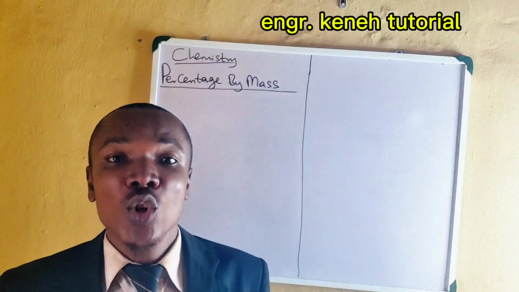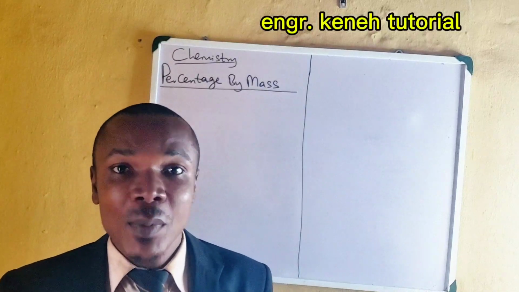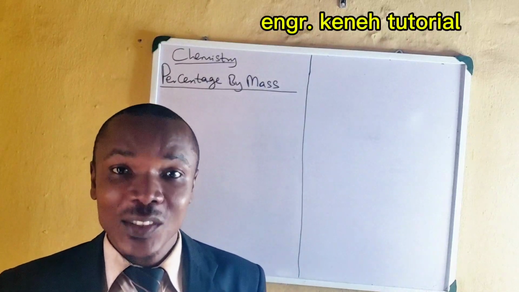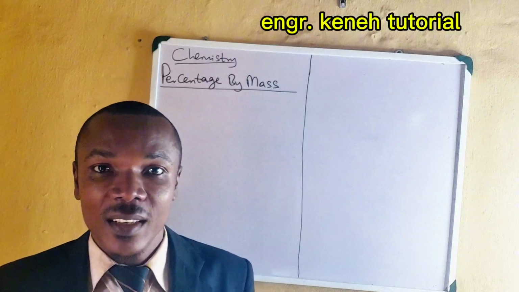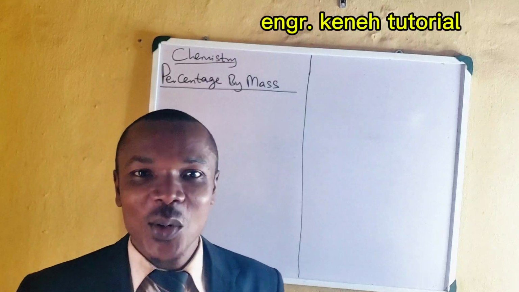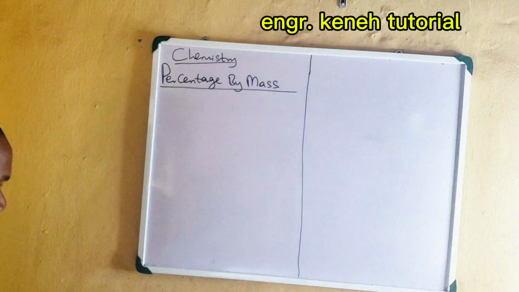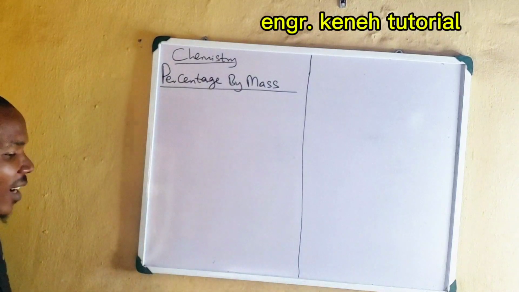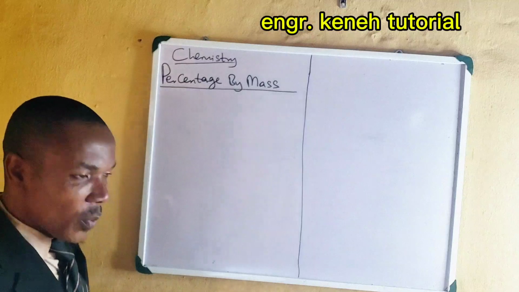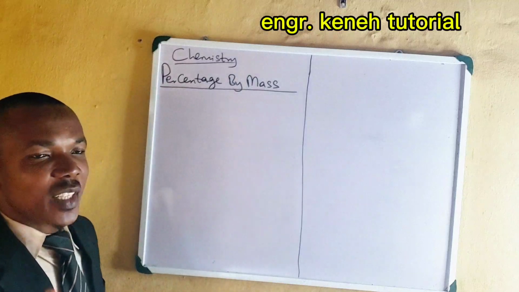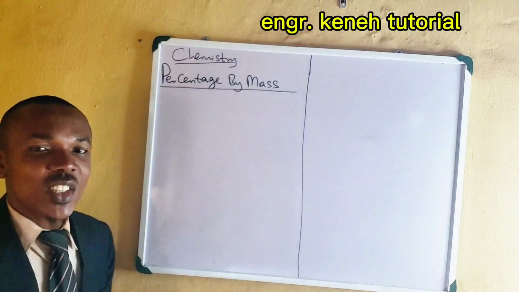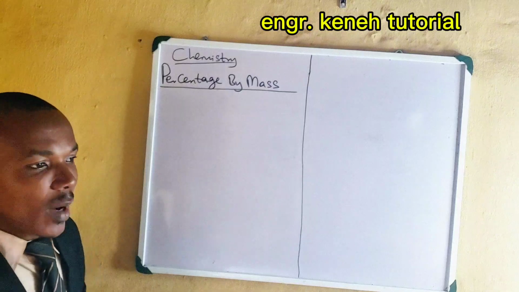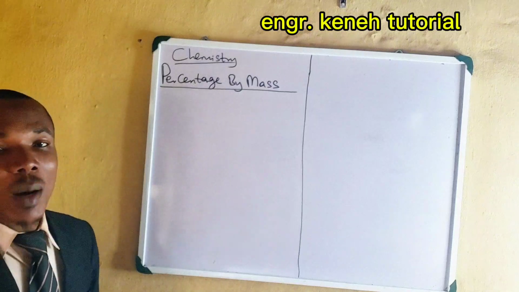Follow me. Let me show you how to find percentage by mass of atom of an element in a given compound. Let's go. When you talk about percentage by mass, it simply means what percentage of this atom of an element is contained in this compound. How do we go about this?